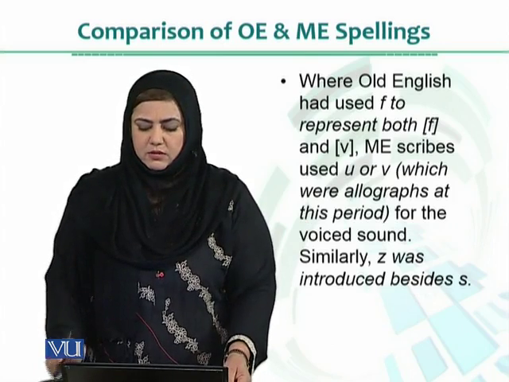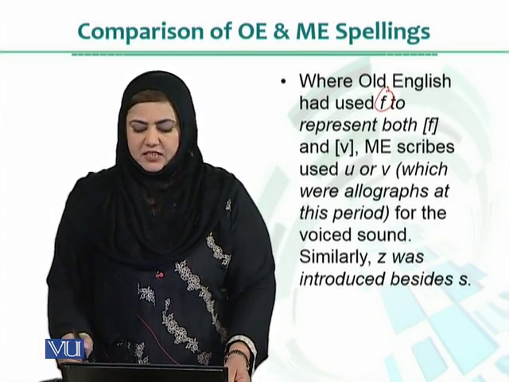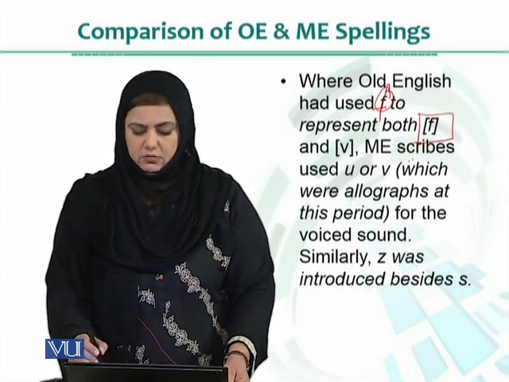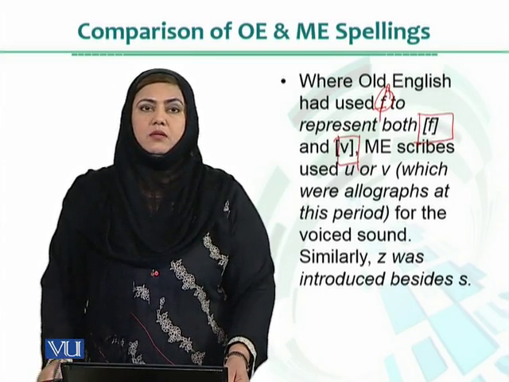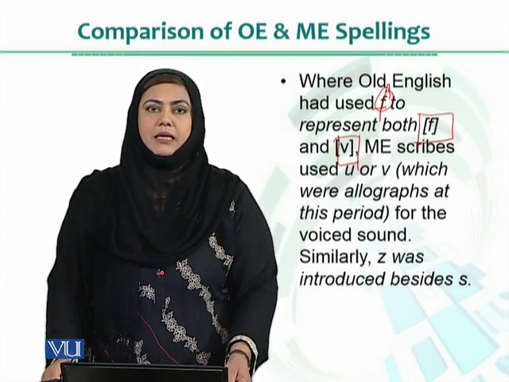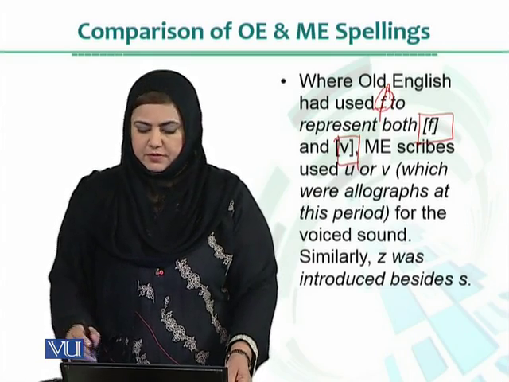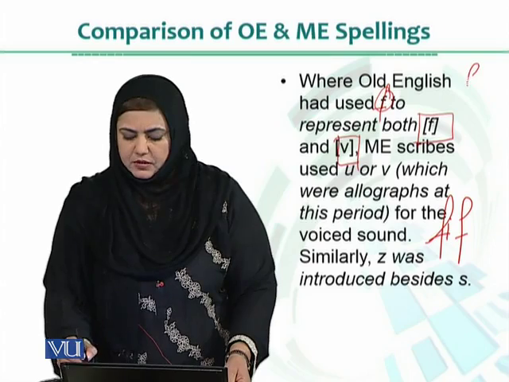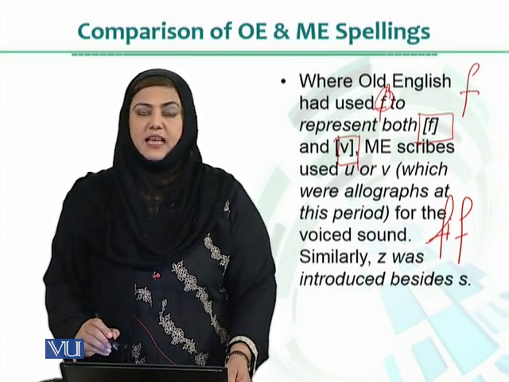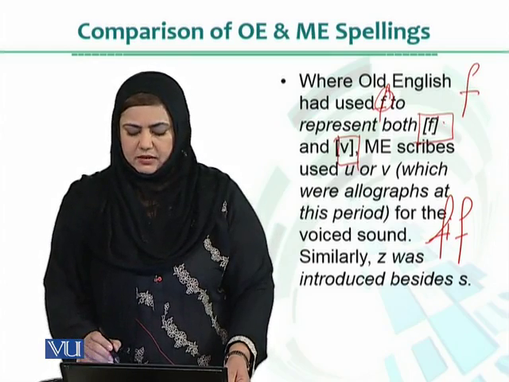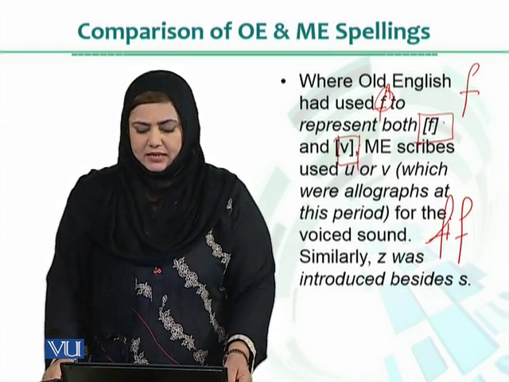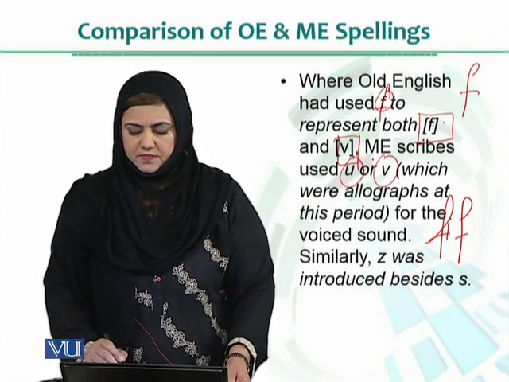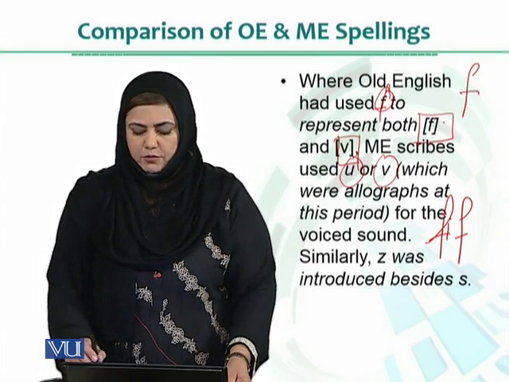Where Old English had used f, notice on the screen, to represent both sounds, this letter was used for two sounds, f sound and v sound. Five, for example, in Old English would be written with these same spellings. This sign represents both the sounds, f sound and the v sound. In Middle English, the scribes used this or this, which were allographs at the period for the various sounds.